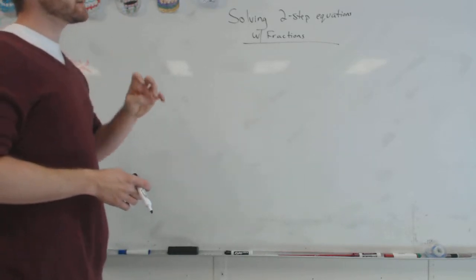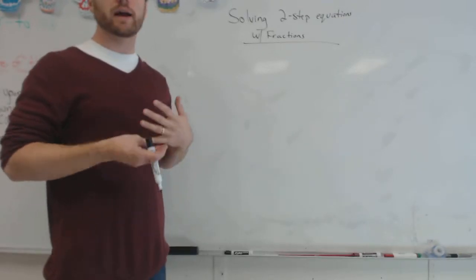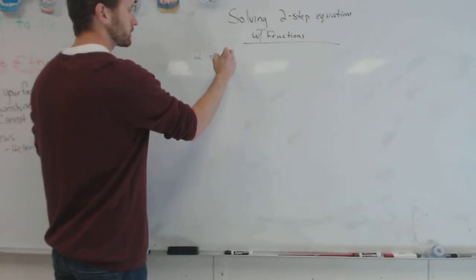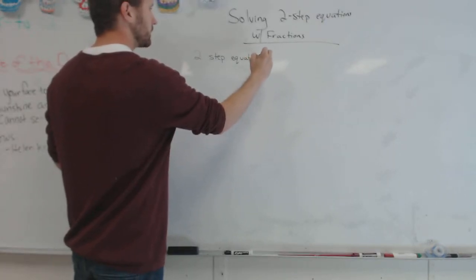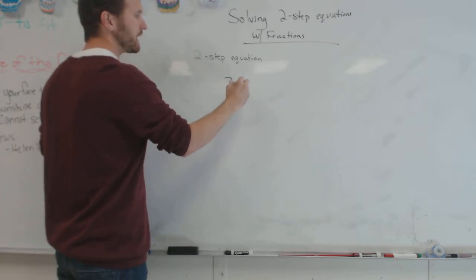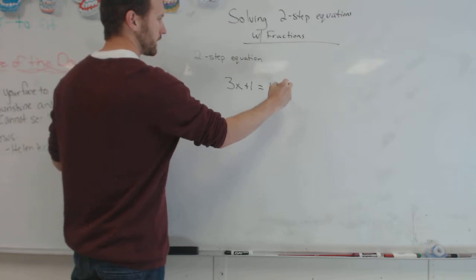This is not really anything new. It's just a different approach and a trick to make some things easier. So when we say a two-step equation, just to remind you guys, what we mean is something like this: 3x plus 1 equals 10.